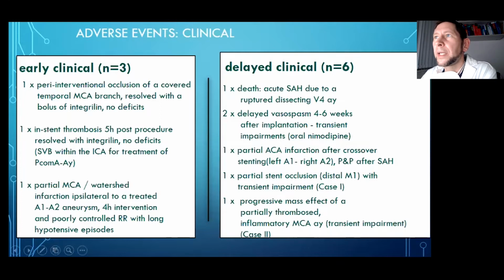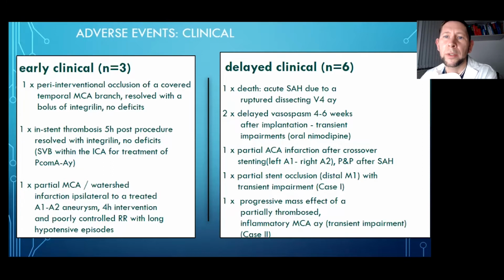So overall, we had a couple of clinical events, early and delayed. In total, we had 3 early clinical manifestations. There was 1 peri-interventional occlusion of a covered MCA branch that was resolved nicely with integralin. As I have shown you in the first presentation, we had 1 case of in-stent thrombosis 5 hours after the procedure, which was also resolved with integralin without any remaining deficits.